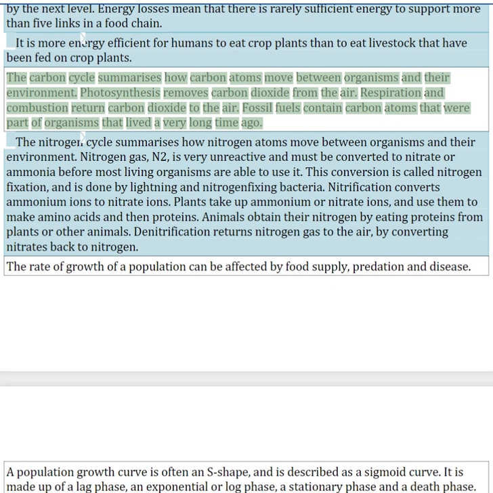The carbon cycle summarizes how carbon atoms move between organisms and their environment. Photosynthesis removes carbon dioxide from the air. Respiration and combustion return carbon dioxide to the air. Fossil fuels contain carbon atoms that were part of organisms that lived a very long time ago.